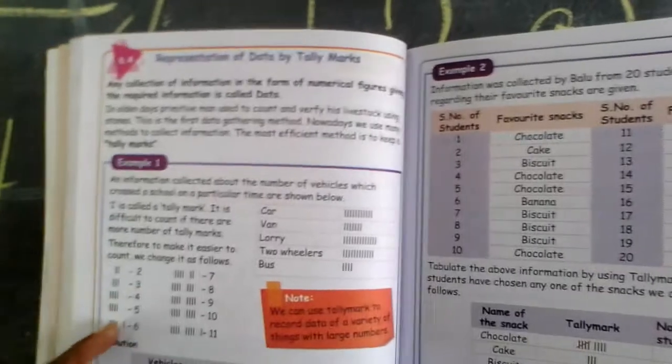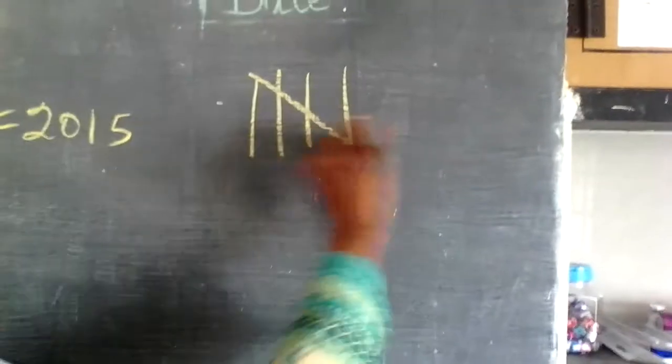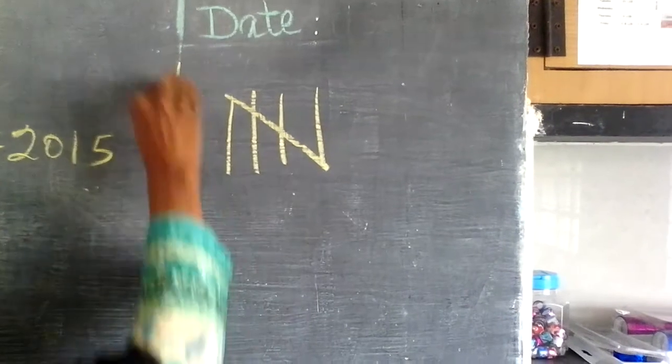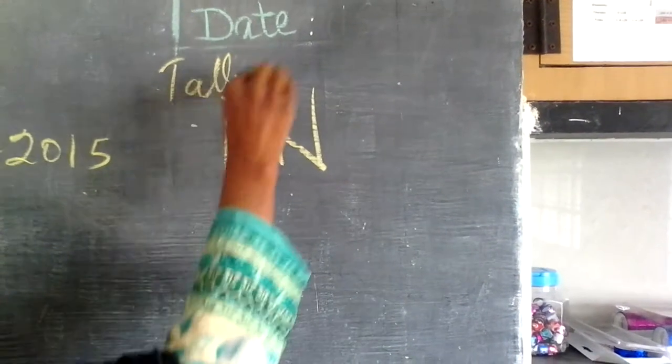Representation of data by tally marks. This is called tally marks. What they will do is put a line: 1, 2, 3, 4. For 5 they will cross like this. So this is a bunch. This is a 5. This is a tally mark. We used to represent the data by tally marks.